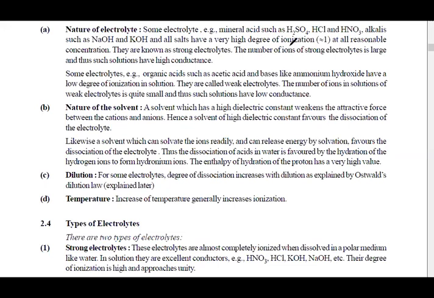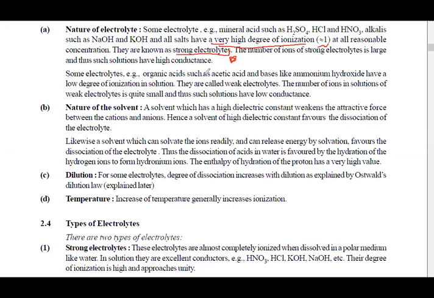There must be some substances which will dissociate readily, and there will be some electrolytes, some substances, which will dissociate slowly. Depending on that, we have two types of electrolytes. The electrolytes which dissociate easily, which have a very high degree of ionization, almost equal to 1, are called strong electrolytes.